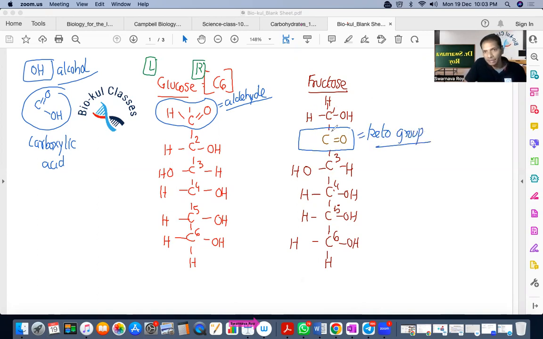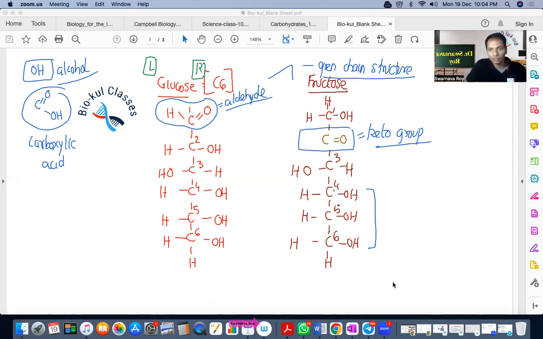So we have CH2OH, CO, then OH on the left side and all these three OH on the right side of fructose. If we draw this, this is the open chain. So these two are called the open chain structure. If we draw in a ring structure, glucose and fructose can also be drawn in a ring structure. So how does the ring structure look like?